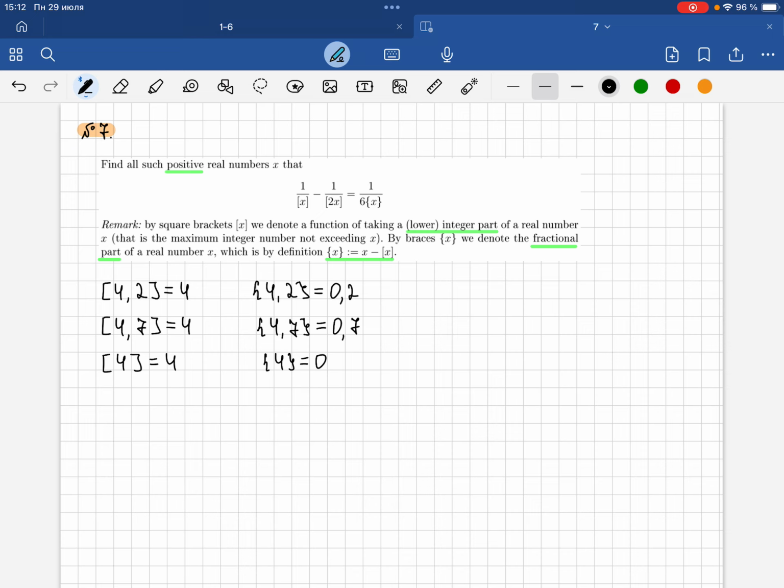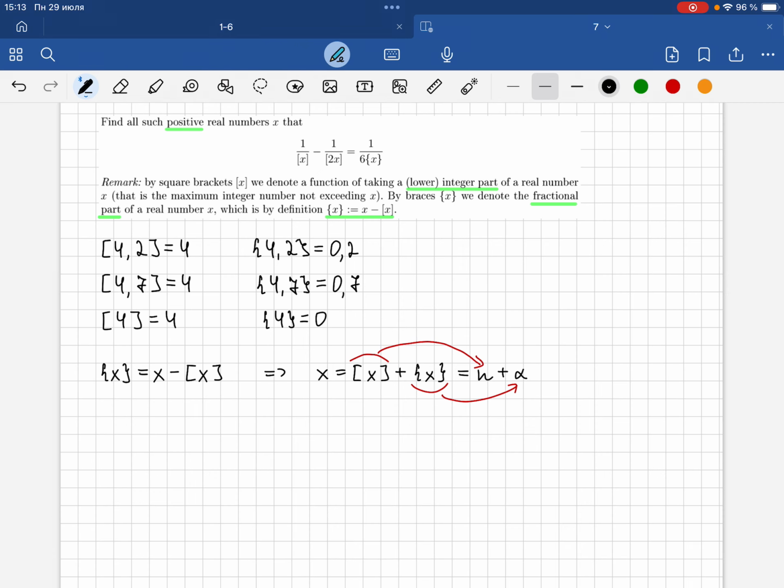Now we can use the definition of a fractional part of real number x that is given to us. So the fractional part of a number x is the difference between x itself and its lower integer part. We can express x from here, so x is just the sum of its lower integer part and its fractional part. Now we can denote a lower integer part by n and a fractional part by alpha. So n corresponds to a lower integer part and alpha corresponds to the fractional part of x.